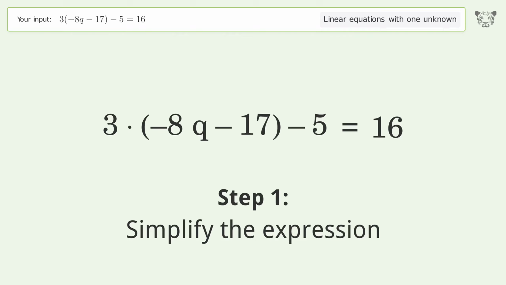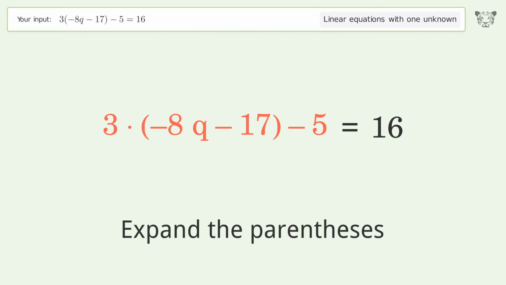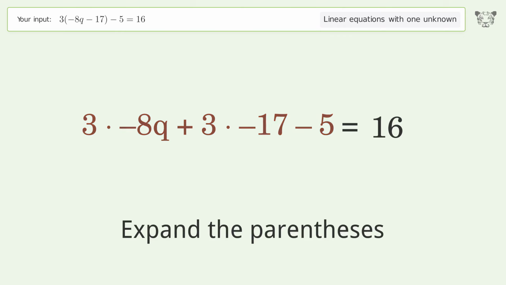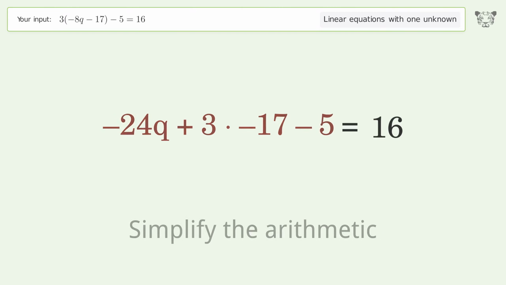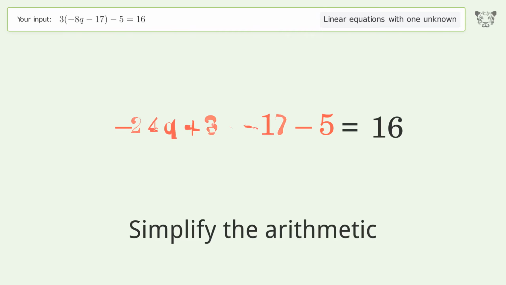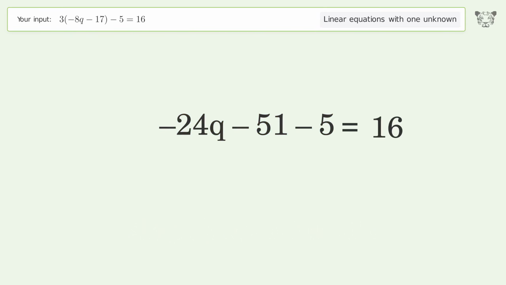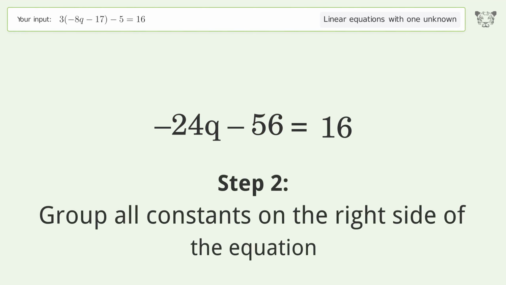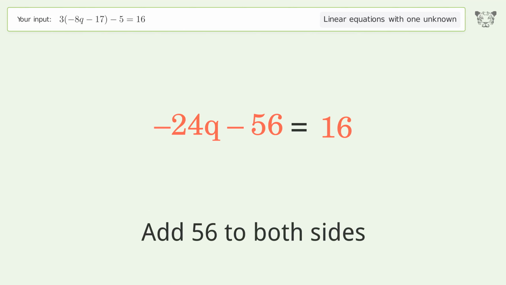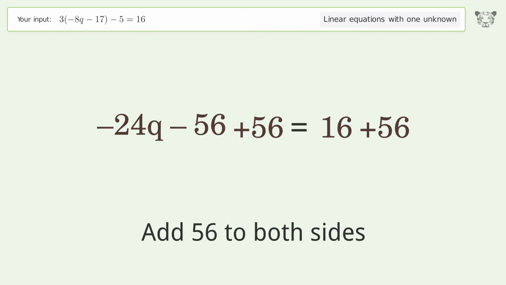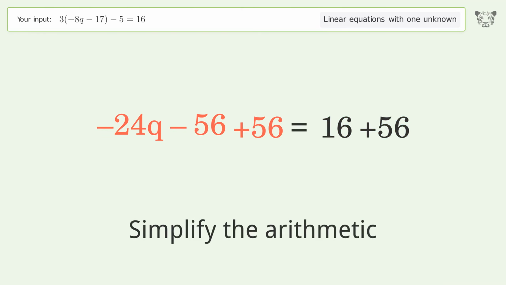Simplify the expression. Expand the parentheses. Multiply the coefficients. Simplify the arithmetic. Group all constants on the right side of the equation. Add 56 to both sides. Simplify the arithmetic.